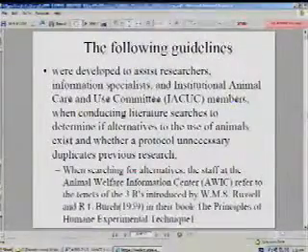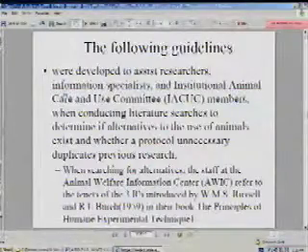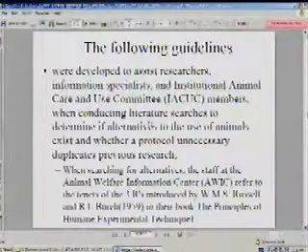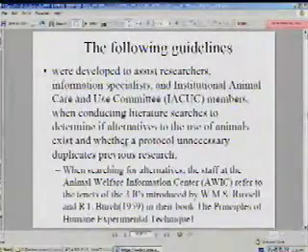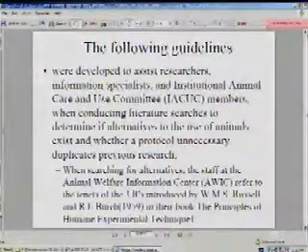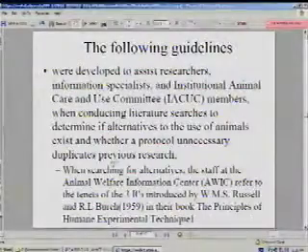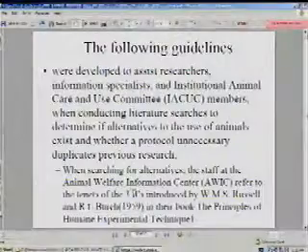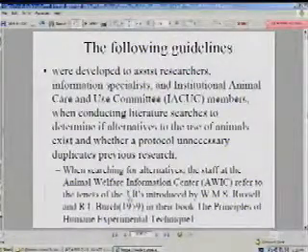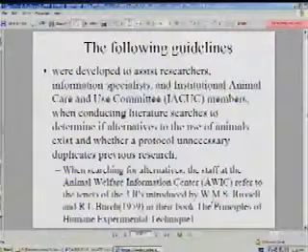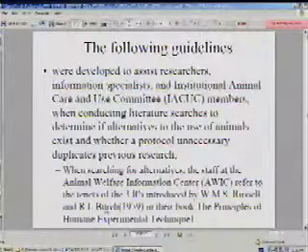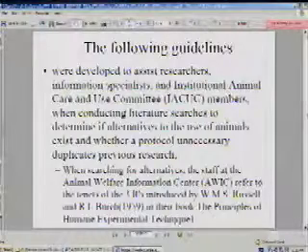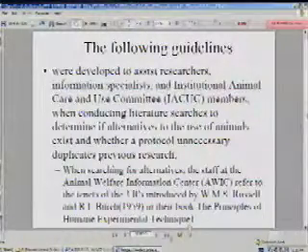So the following guidelines were developed to assist researchers, information specialists, and IACUC members when conducting literature searches to determine if alternatives to the use of animals exist and whether a protocol unnecessarily duplicates previous research. In searching for alternatives, the staff at the AWIC refer to the tenets of the 3 R's introduced by W.M.S. Russell and R.L. Birch in 1959 in their book, The Principles of Humane Experimental Technique.